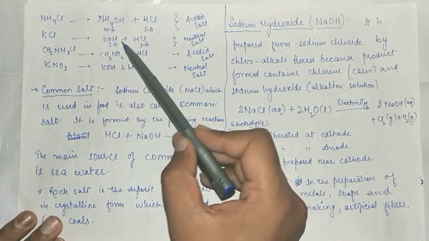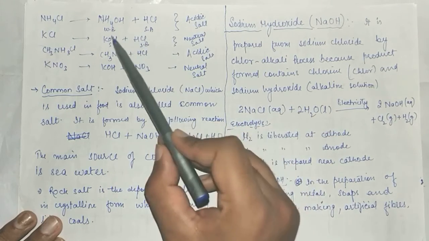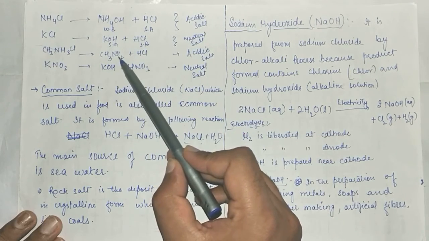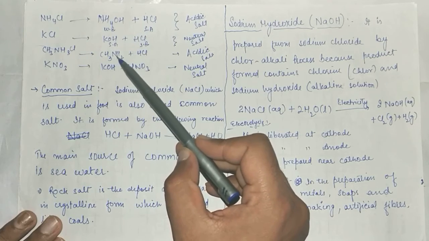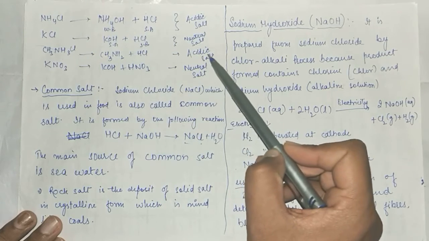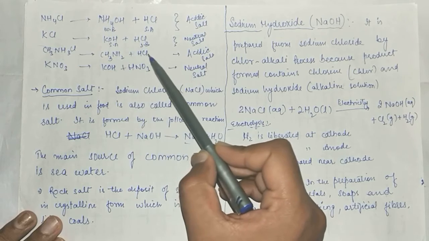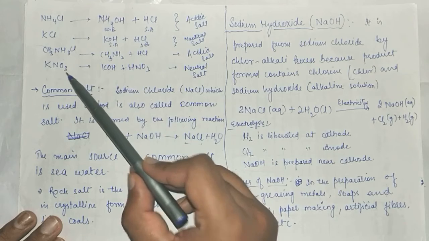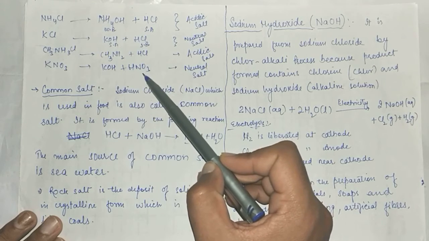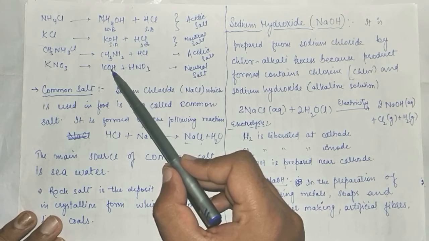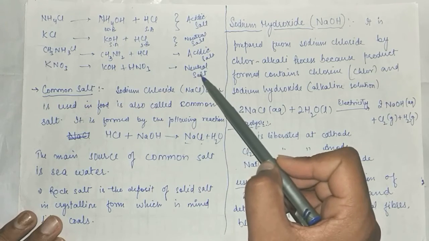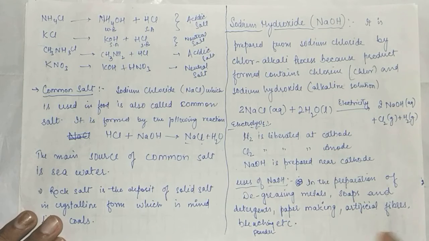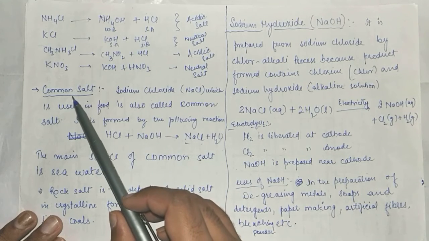Then after, KCl is formed by KOH and HCl. This is a strong acid, this is a strong base, so they will form neutral salt. CH3NH3Cl is formed by CH3NH2 and HCl. This is a weak base and this is a strong acid, so it is an acidic salt. Then after, KNO3, from KOH and HNO3: this is a strong acid, this is a strong base, they will form neutral salt.